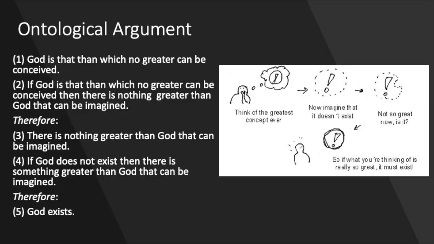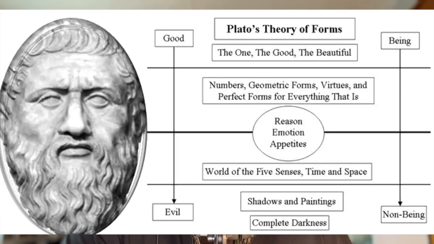Then he goes on to say, if God is that than which no greater can be conceived, there's nothing greater than God that can be imagined. Therefore, there's nothing greater than God that can be imagined. If God does not exist, there is something greater than God that can be imagined. Therefore, God exists. One of the things that this leaves out is existing in the mind and existing in reality. If God exists in the mind alone, what Anselm would argue is it's possible to think of something that exists in the mind and in reality. And to exist in the mind alone is less real than to exist in the mind and in reality.